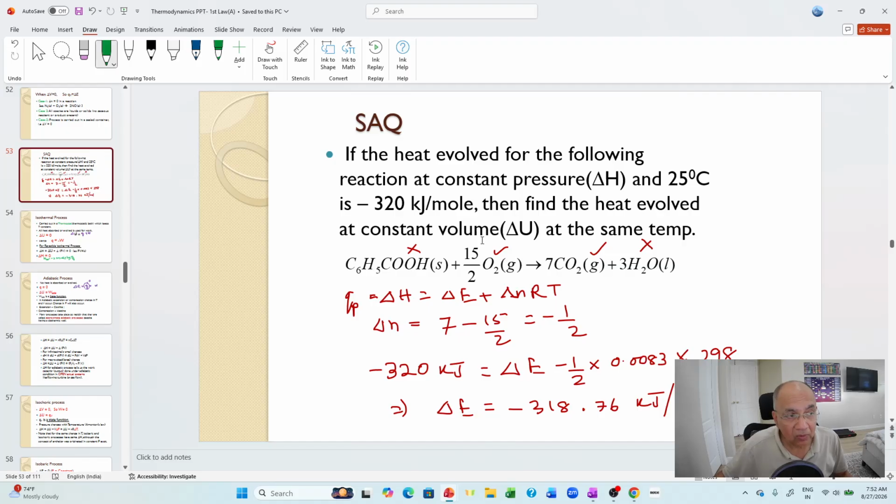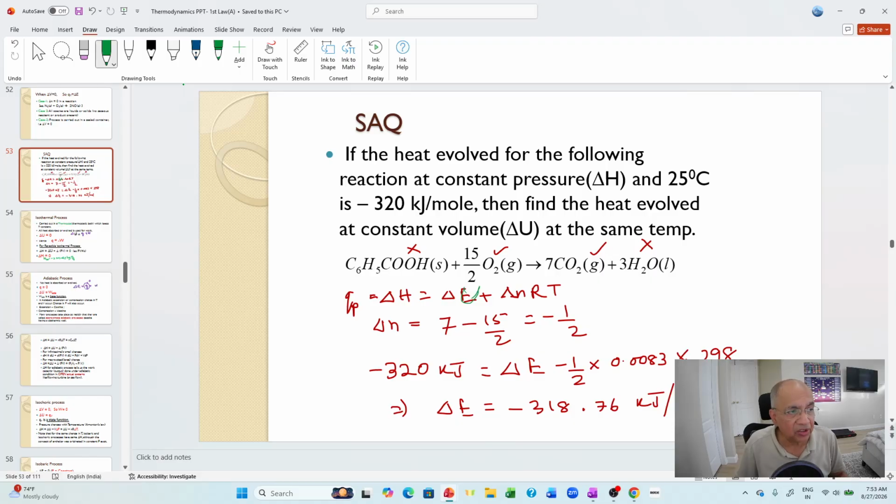Now, in this case, if the heat evolved for the following reaction at constant pressure, that is del H. Constant pressure means del H. Q is equal to del H, QP is equal to del H, is this much. Then find the heat evolved at constant volume, del U. We know the relationship: del H is equal to del U plus P del V. This would be U; earlier I used to write E. In place of P del V for chemical reactions, we write del n RT.